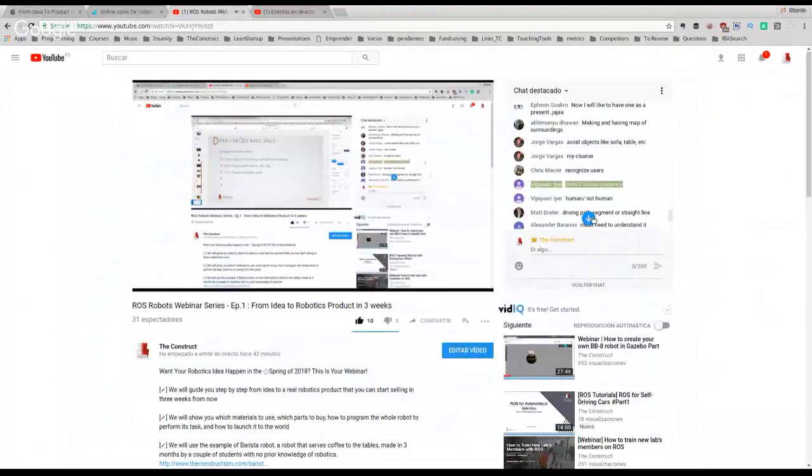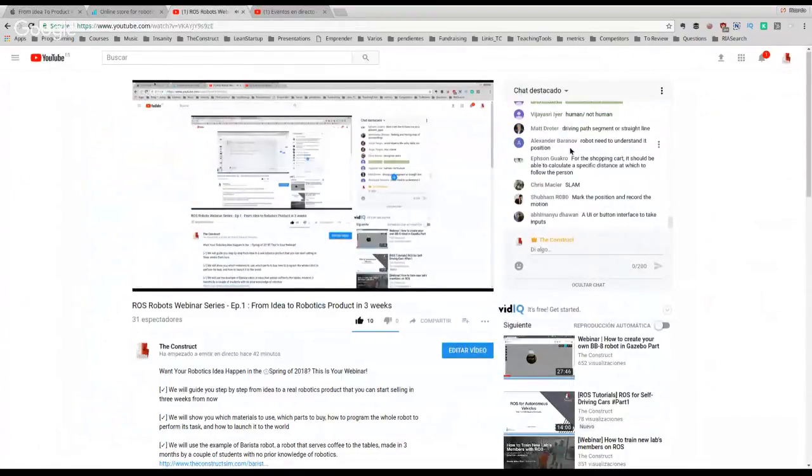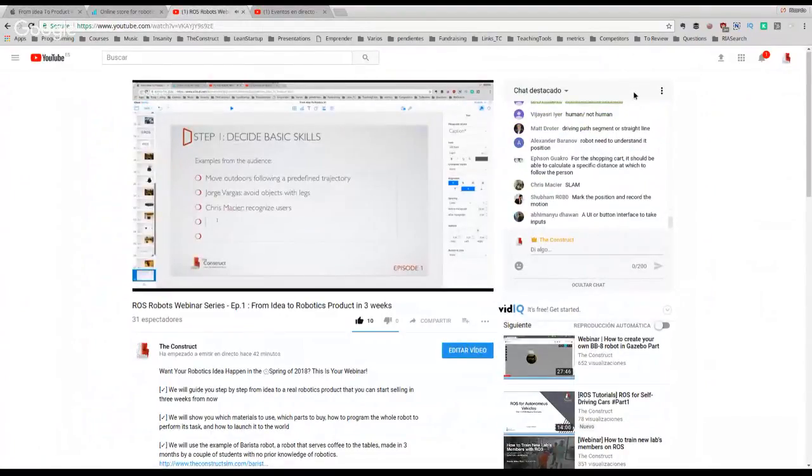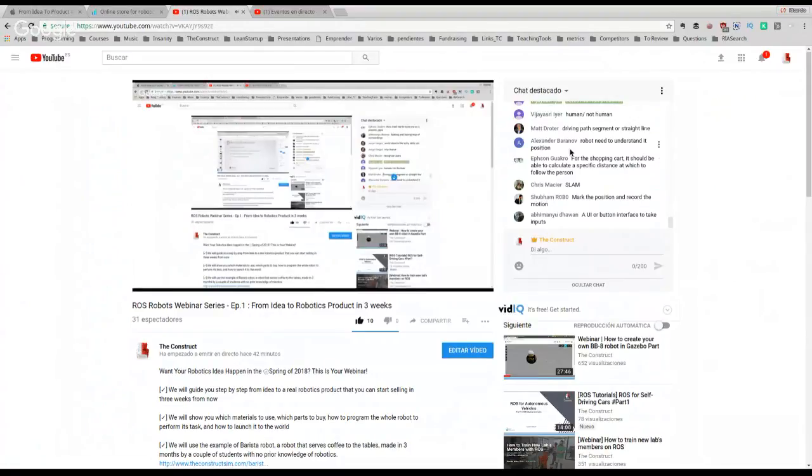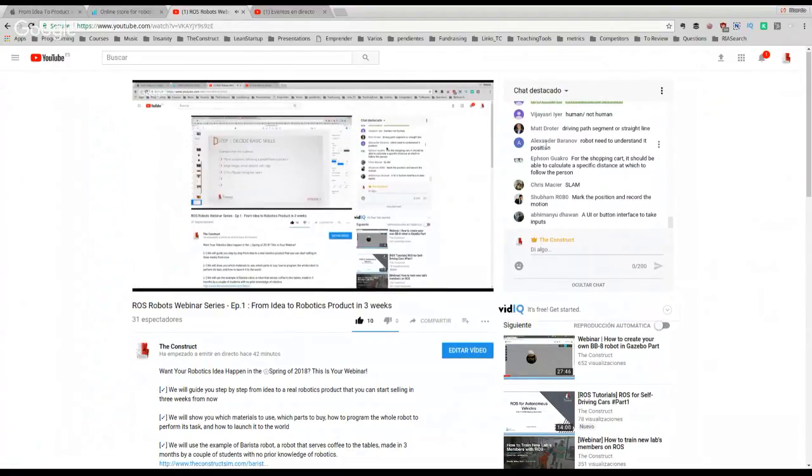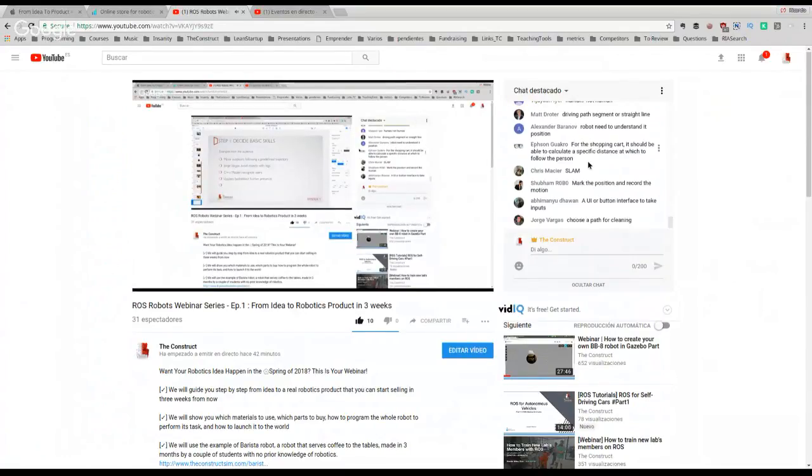And then driving path segment or straight line. Okay, Matt, it is very similar to move outdoors. Alexander says, robot need to understand its position. Okay, yes, already said for Barista. For the shopping cart, it should be able to calculate a specific distance at which to follow the person. Okay, that would be follow a person. Epson Warco, let's say follow a person.